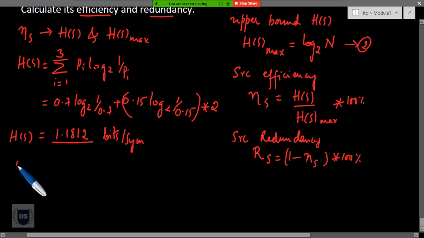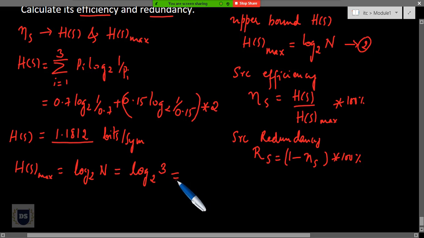After finding H of S, let's find out H of S max. In order to find H of S max, we already know the formula, which is equal to log to the base 2 of n, where n is the number of symbols. So here the number of symbols that I can have is A, B and C. Thereby the value for n is equal to 3. So in turn I'll end up with a value equal to 1.5849 bits per symbol.